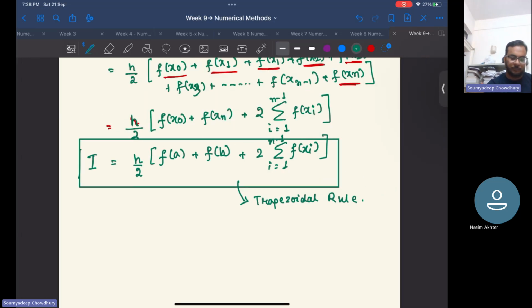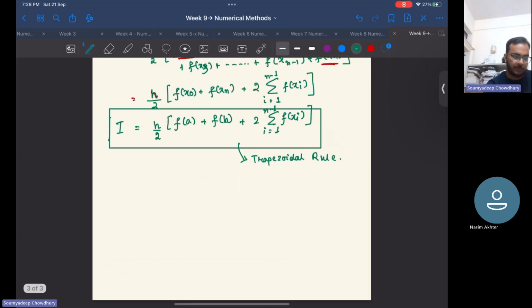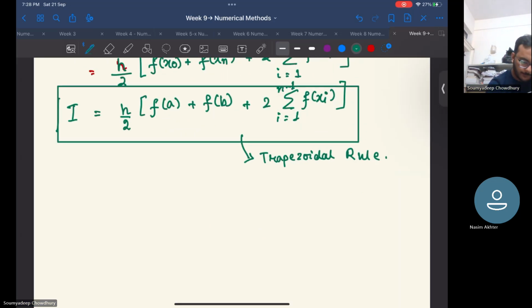Okay, so this is the formula for the trapezoidal rule, right? So now we'll look into the next rule, which is known as Simpson's rule. This is another rule of numerical integration, and this is generally used for second and third degree polynomials, so third order polynomial.